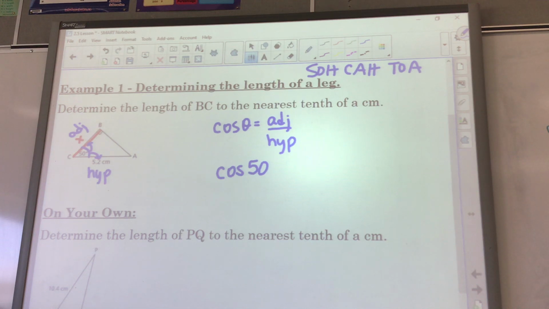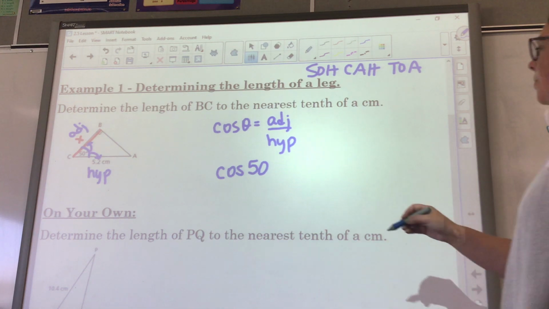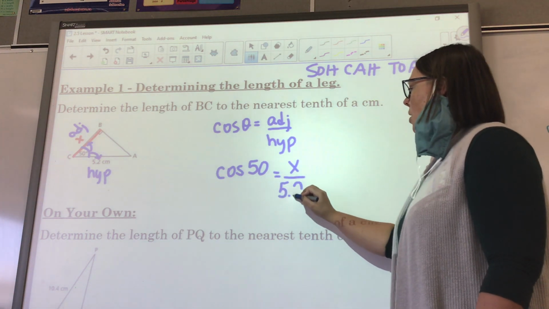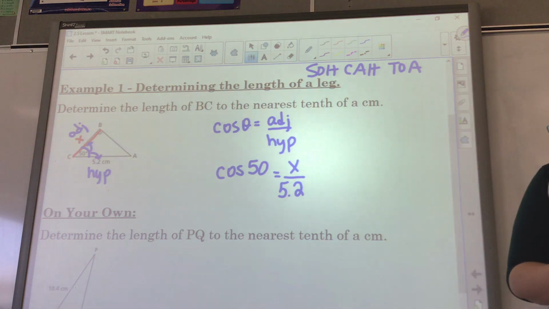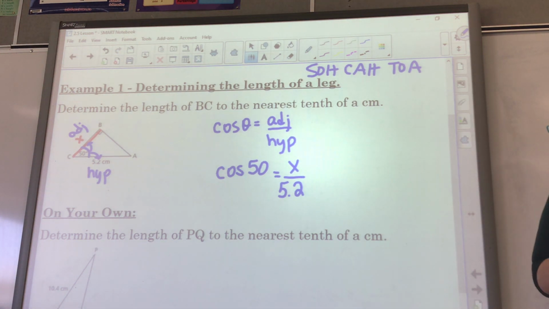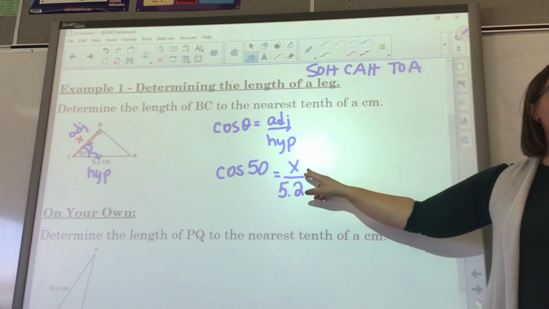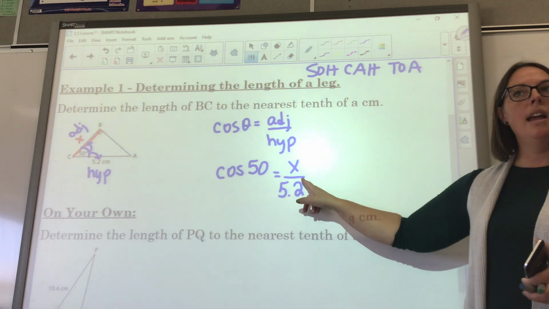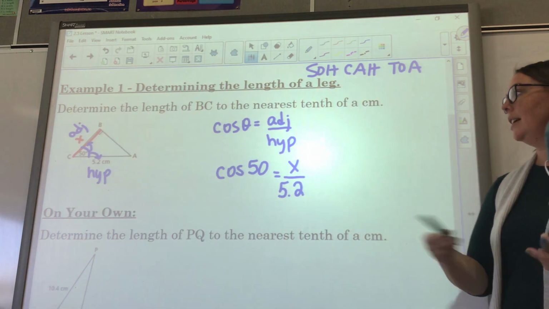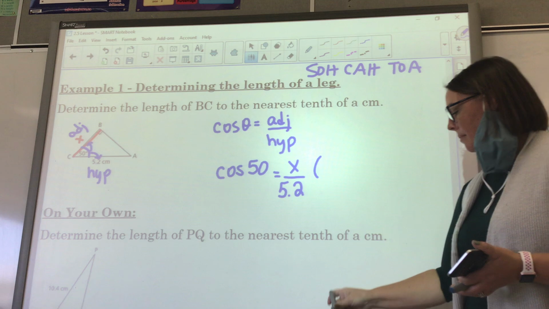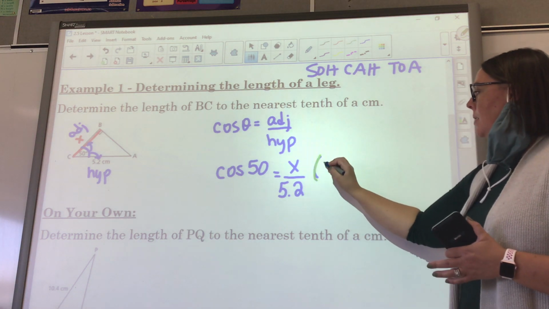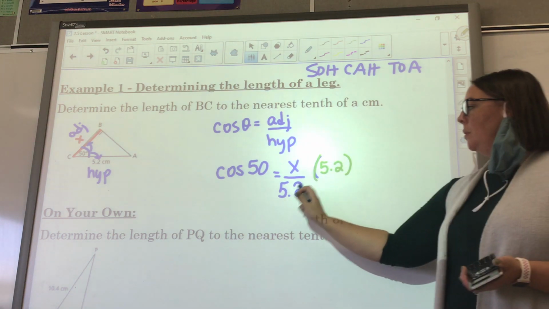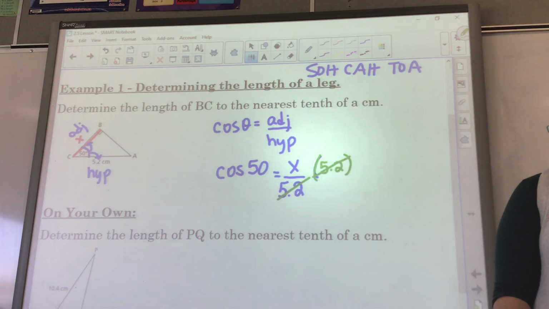Okay, so cos of 50 is equal to the adjacent, which is what we don't know, divided by the hypotenuse, which is 5.2. So just like we did when we were doing the tan stuff, I need to be able to get x alone. In order to get x alone, I have to do the opposite of dividing by 5.2, which is multiplying by 5.2. So I'm going to multiply by 5.2. Multiplying by 5.2 gets rid of that 5.2.